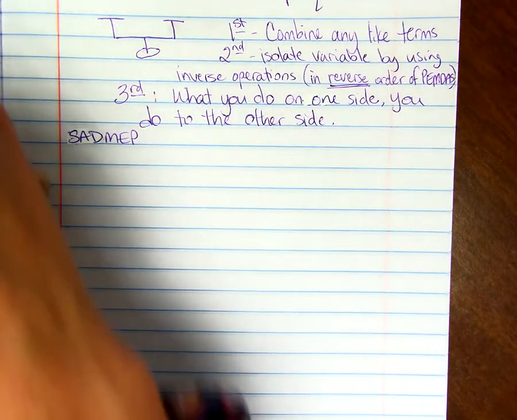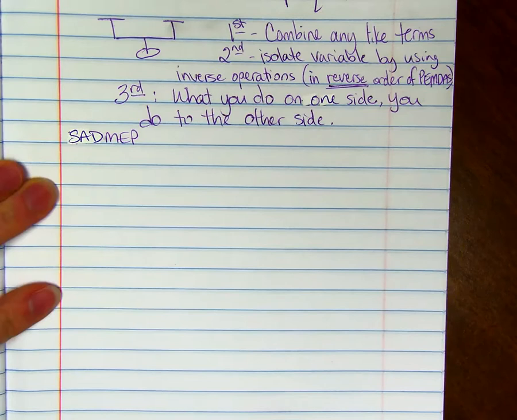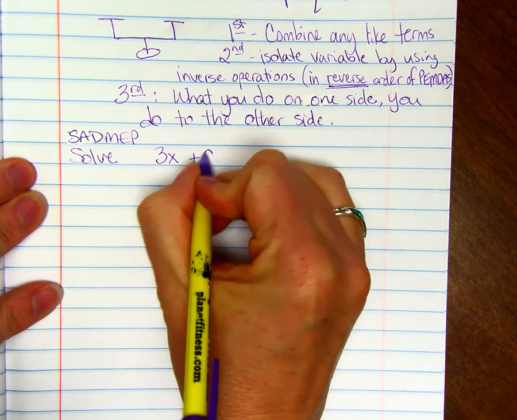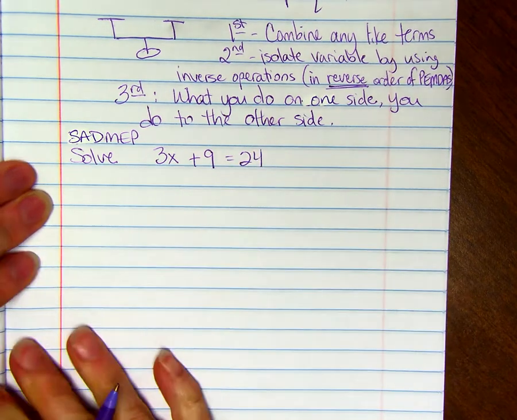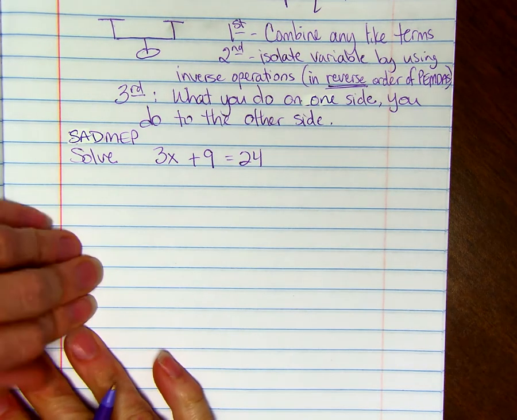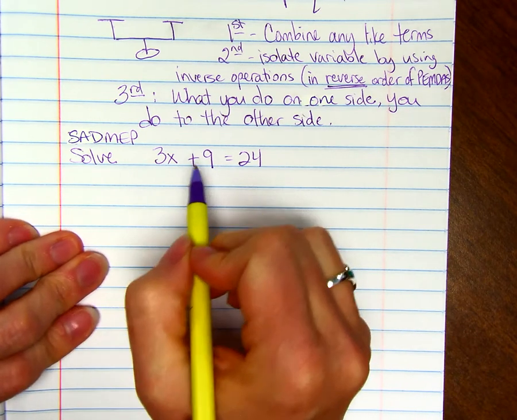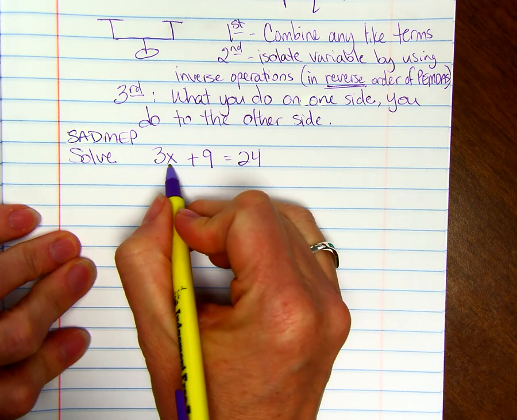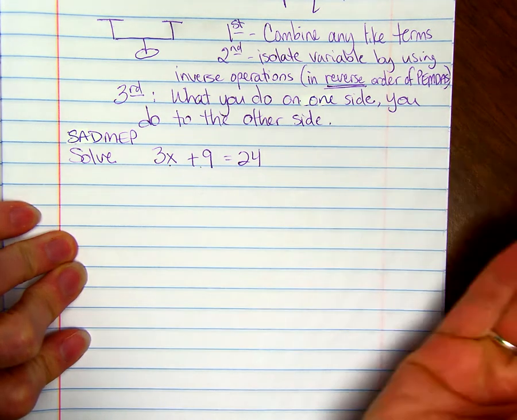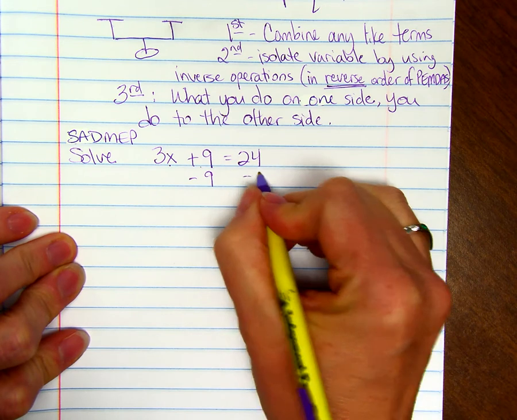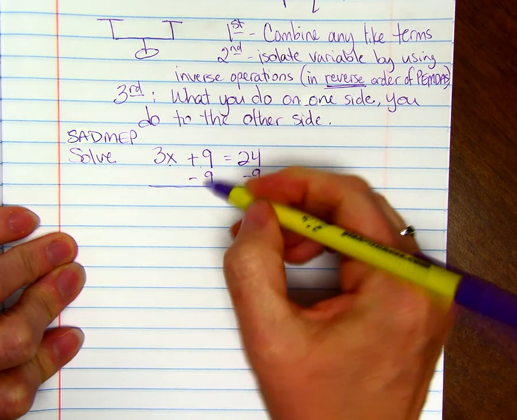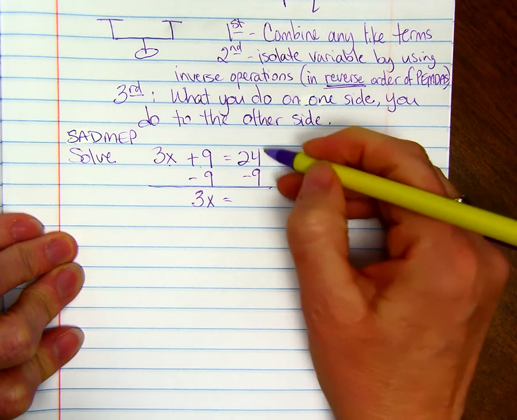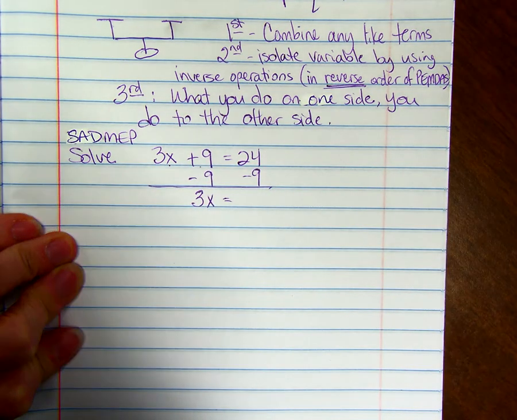So let's look at an example here. We want to solve for x. 3x plus 9 equals 24. So we're going to do the inverse operations of adding and subtracting. So we find our x, here it is, on the left side. We're adding 9, so we want to do the opposite of add 9, which is subtract 9. 9 minus 9 is 0, so on the left side we're only left with 3x, and 24 minus 9 is 15.